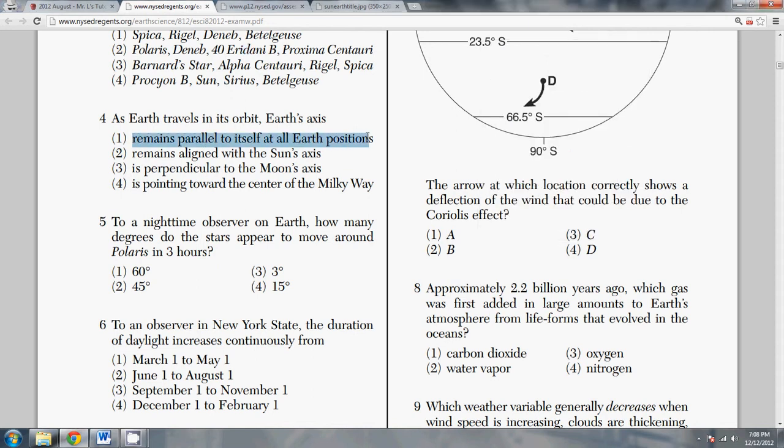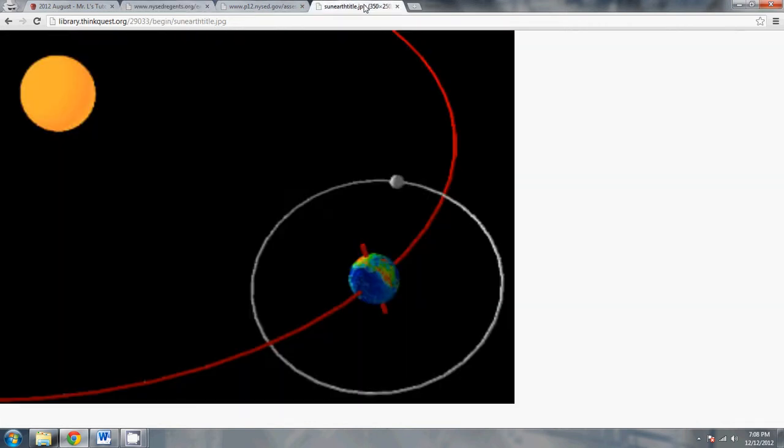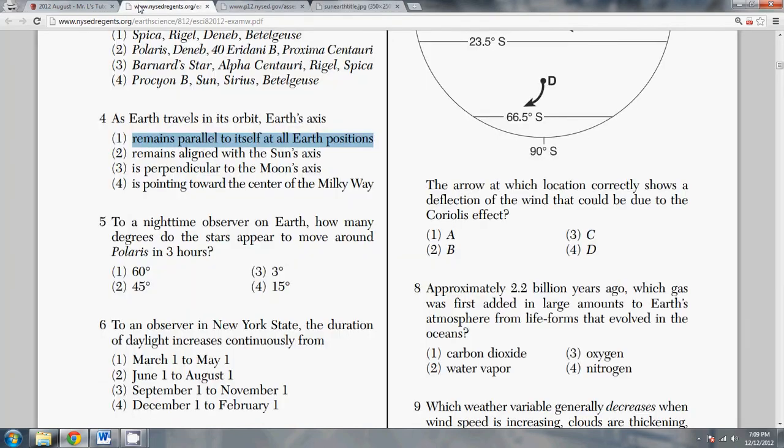It says that it remains parallel to itself at all Earth positions. And what they're trying to tell you, and let me just bring up this picture really quick, is that if you see here, the Earth's axis always stays parallel to itself. It doesn't change. It doesn't move. If the Earth rotated around and was all the way up here or all the way on the other side, it's still on the same axis. The tilt of the Earth does not change. So I think that's what they mean with this question.